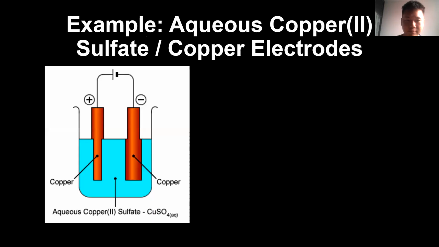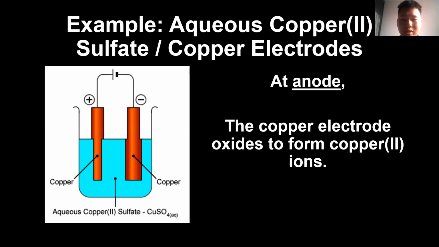So let's say we have copper electrodes over here. At the anode, oxidation will happen. Without looking at anything else, I know for sure oxidation will happen, because throughout the whole chapter, the anode is where oxidation takes place. So the copper electrode is oxidized to form copper 2 ions. So this is where the confusing part comes in.